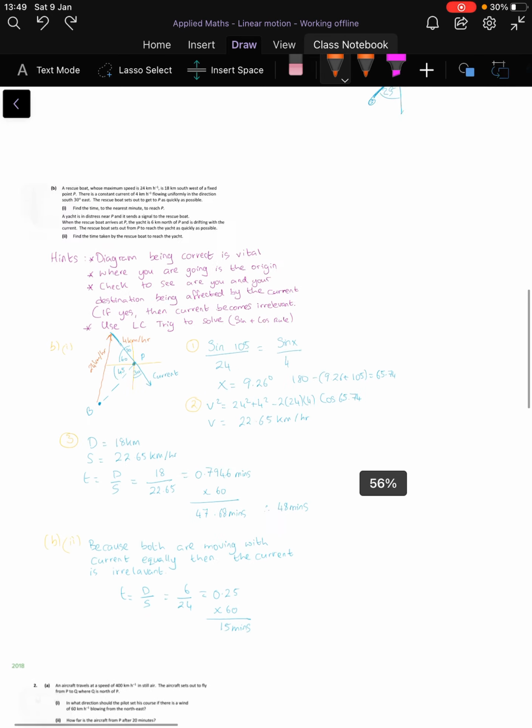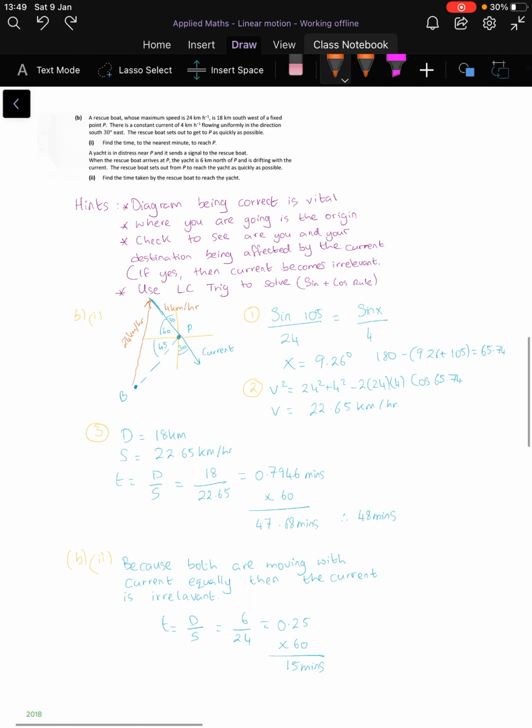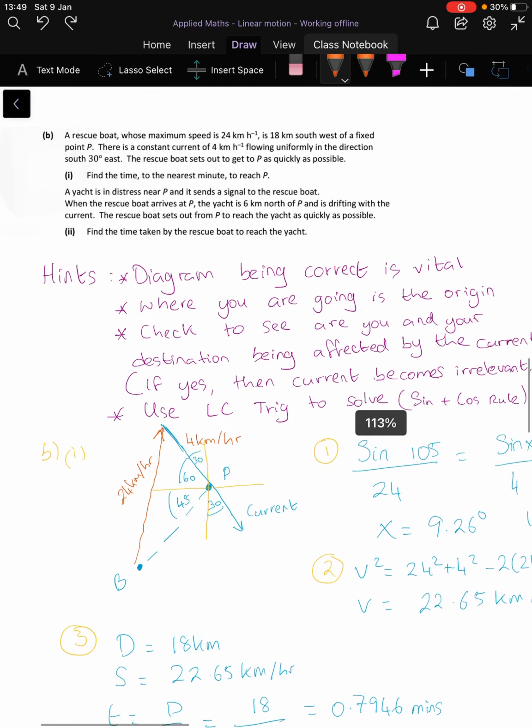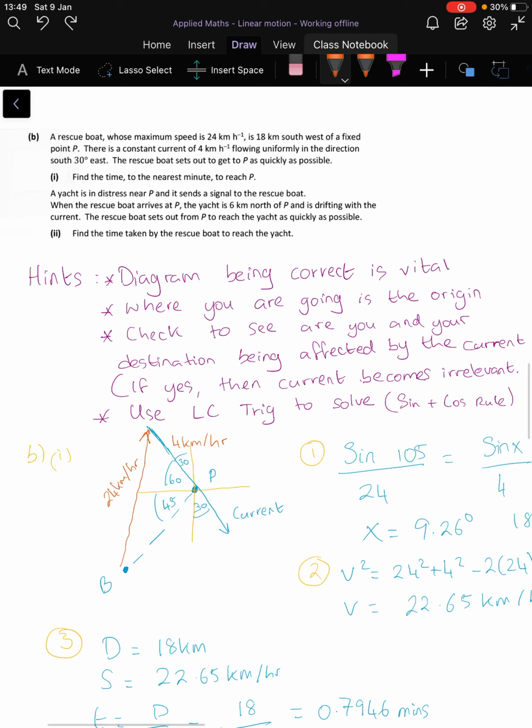The second part of this question then, part B, it says here that we have a rescue boat. Zoom in a little bit more. Here we have a rescue boat whose maximum speed is 24 kilometers per hour. Is 18 kilometers southwest of a fixed point P. There is a constant current of 4 kilometers per hour flowing uniformly in the direction south 30 degrees east. The rescue boat sets out to get to P as quickly as possible. Find the time to the nearest minute to reach P.